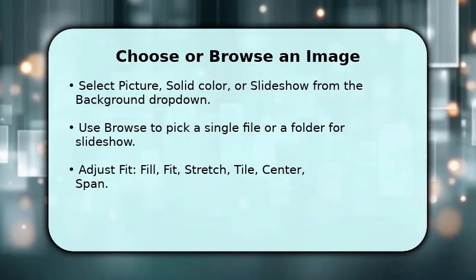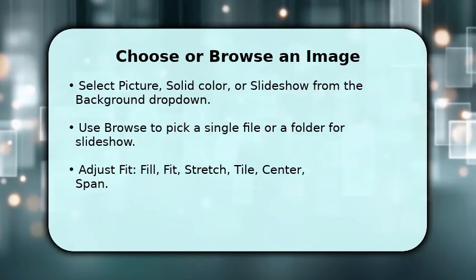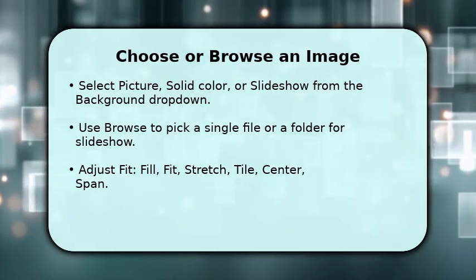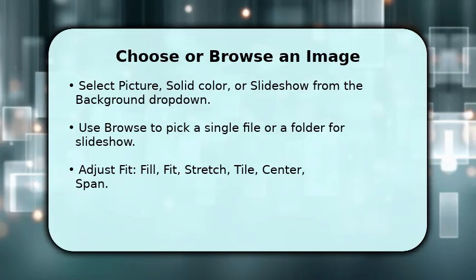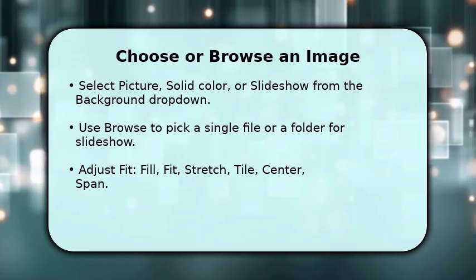Now choose the type of background: picture, solid color, or slideshow. Pick picture for a single image or slideshow to rotate multiple images. Click Browse to navigate to your image or folder. Once selected, Windows shows a preview so you can confirm the fit.